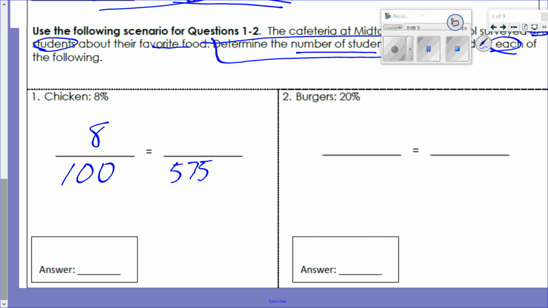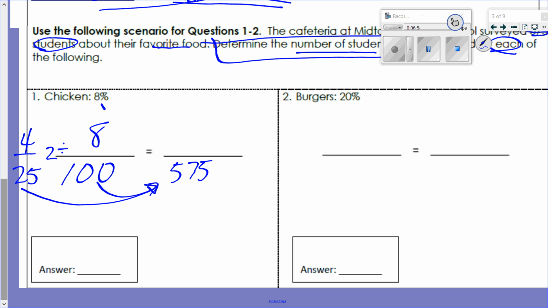So, here's where it gets a little more complex. I'm going to teach you guys something we haven't taught you yet on these proportions. And this is the step back thought. Sometimes if I see that my numbers aren't going to go really well, it might be easier to step back before I go forward. So can I break 100 down into one of its factors that's going to go into 575 a lot better? That's also going to go into 8. So I could divide both of these by 2, right? That gives me 4 over 25. Is it easier to go from 25 to 575? Yes.